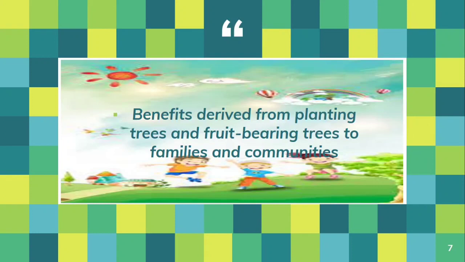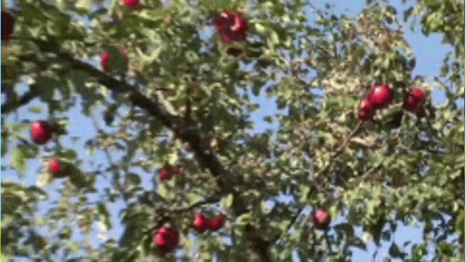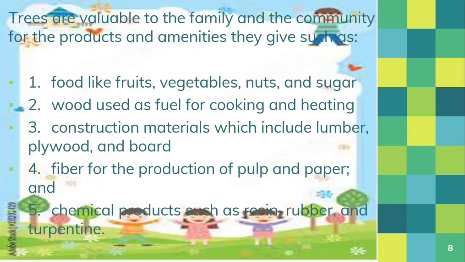Benefits derived from planting trees and fruit-bearing trees to families and communities. Trees are valuable to the family and the community for the products and amenities they give, such as: Number 1. Food like fruits, vegetables, nuts, and sugar. Number 2. Wood used as fuel for cooking and heating. Number 3. Construction materials, which include lumber, plywood, and board. Number 4. Fiber for the production of pulp and paper. And number 5. Chemical products such as resin, rubber, and turpentine.